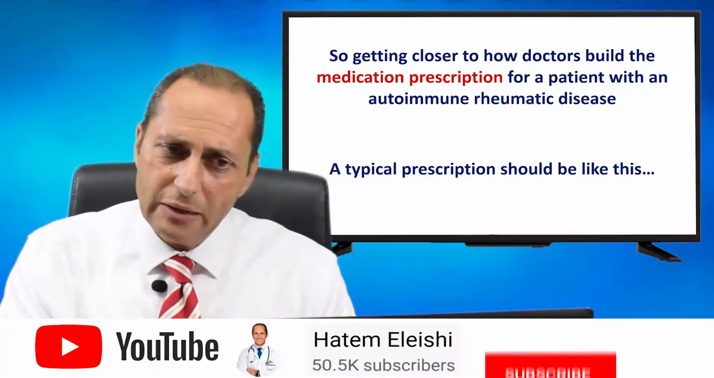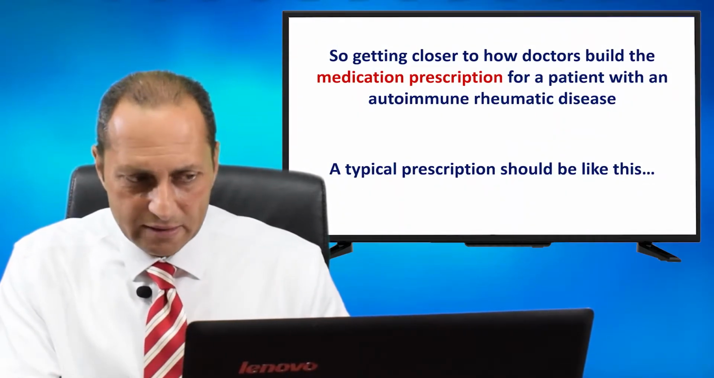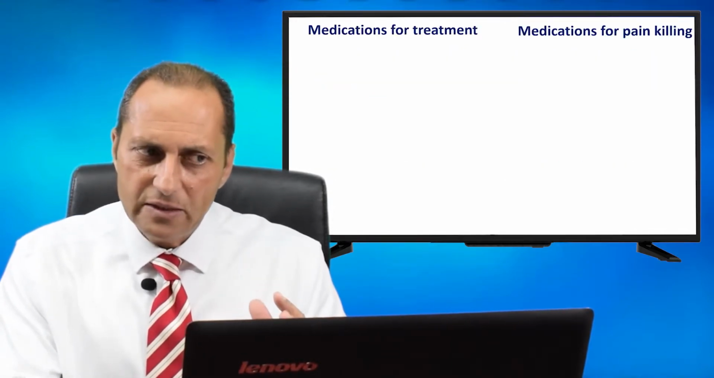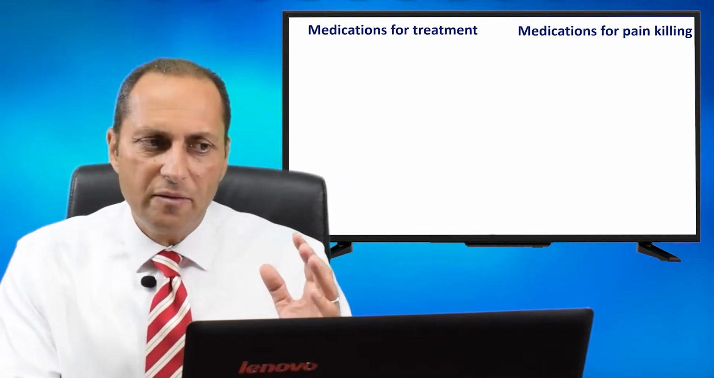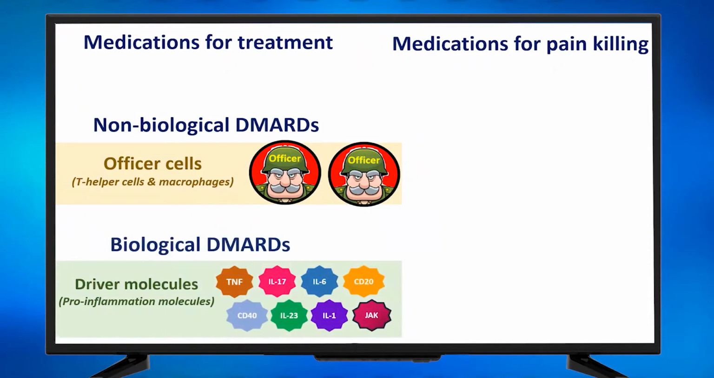So getting closer now to how doctors build the medication prescription for a patient with an autoimmune rheumatic disease. A typical prescription should be like this. On the left side, you have medications for treatment. On the right side, medications for pain killing. Medications for treatment: non-biological DMARDs that inhibit the officer cells, or biological DMARDs that inhibit the driver molecules. This is concerning the medications for treatment.